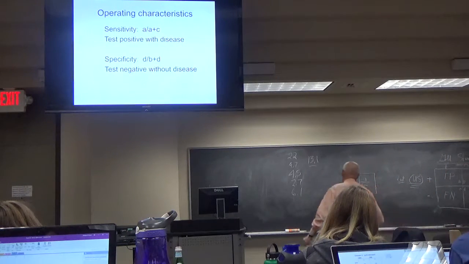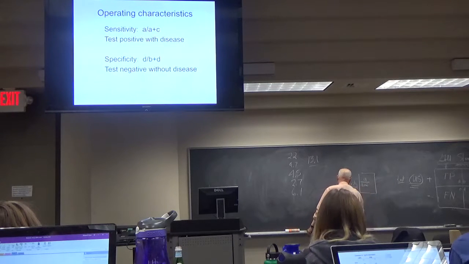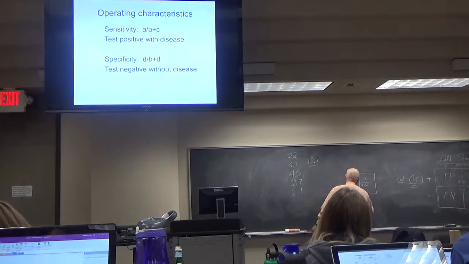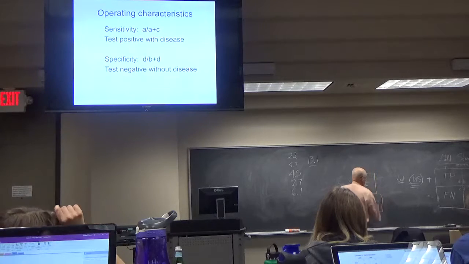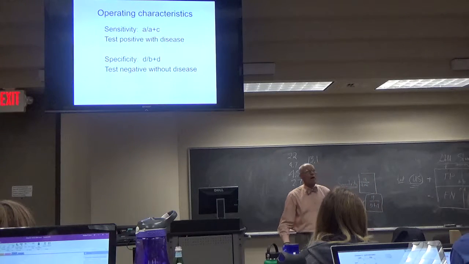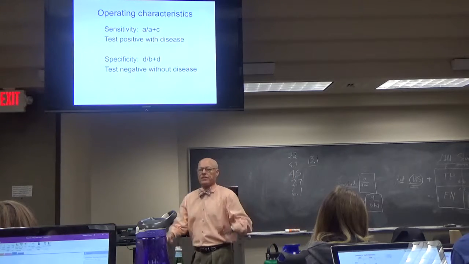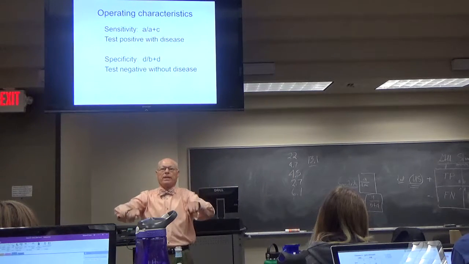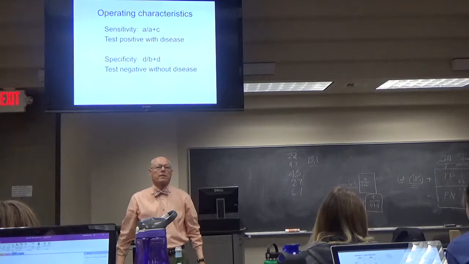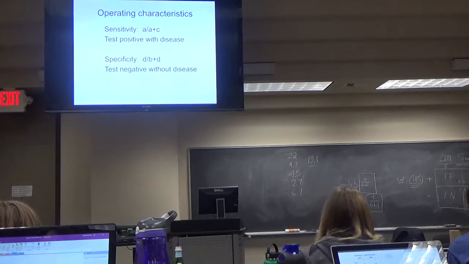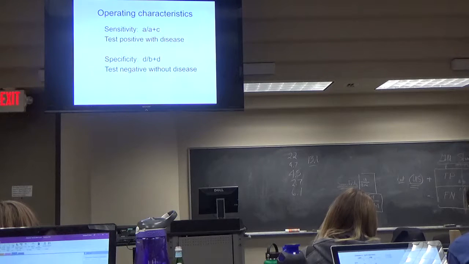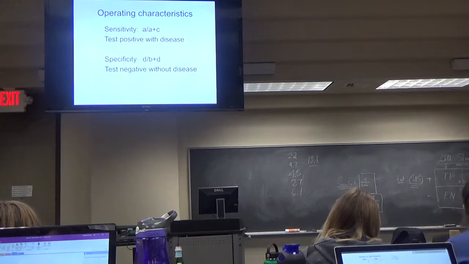And specificity is D over B plus D. Sensitivity and specificity is solving that 2x2 table vertically. All right? Now, listen to this carefully. Sensitivity and specificity do you zero good, zero good by themselves when you're trying to think about clinical medicine.